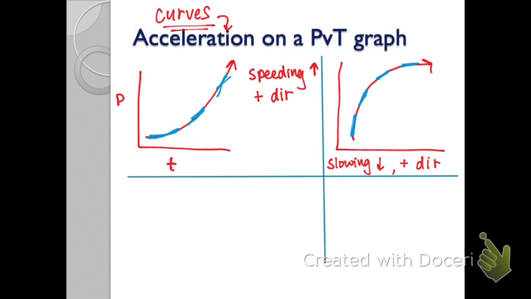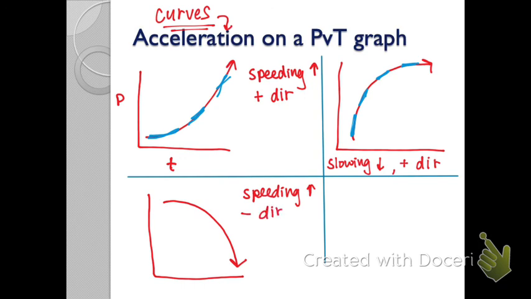Okay, what if my graph looked like this? What would that tell me I'm doing? I'm speeding up. In what direction? The negative direction. I'm speeding up in the negative direction, because I'm starting with a shallow slope. Negative direction because my slope is generally pointed downward. So that tells me negative direction.